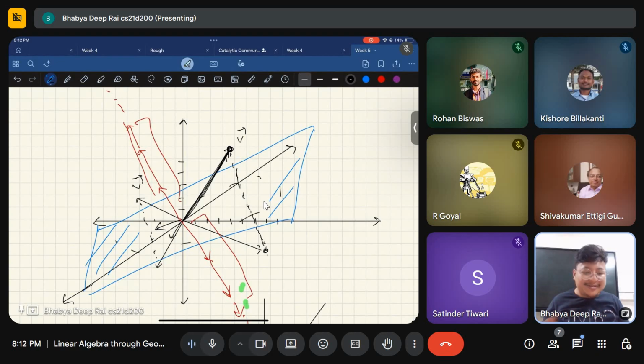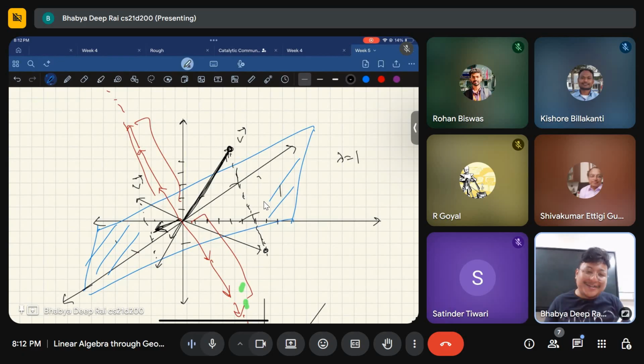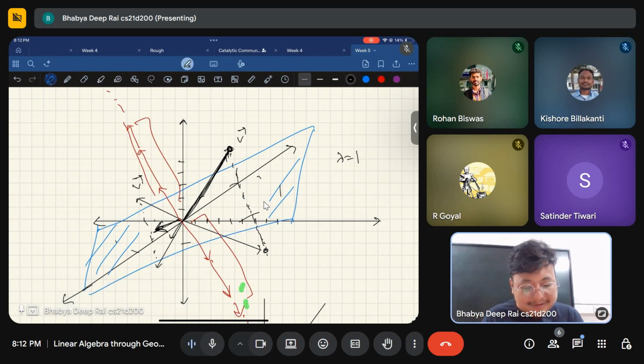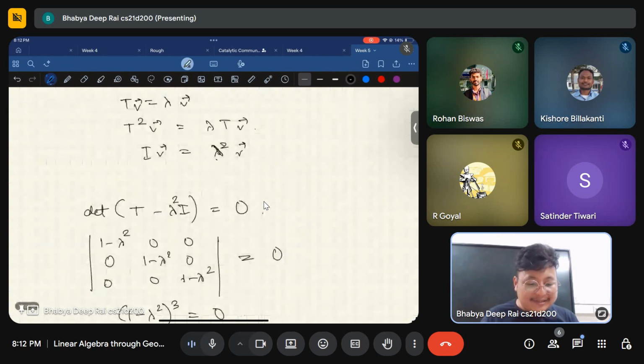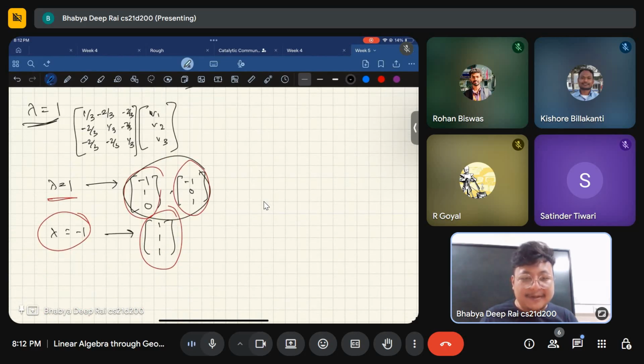But what does lambda equals 1 mean? First of all, the length is not changed, and secondly, the direction is not changed. So these are the points which on reflection will get the same thing, which intuitively also makes sense, that only those vectors are not changed which lie on the same plane. And that is represented by this lambda equals 1 and these eigenvectors.